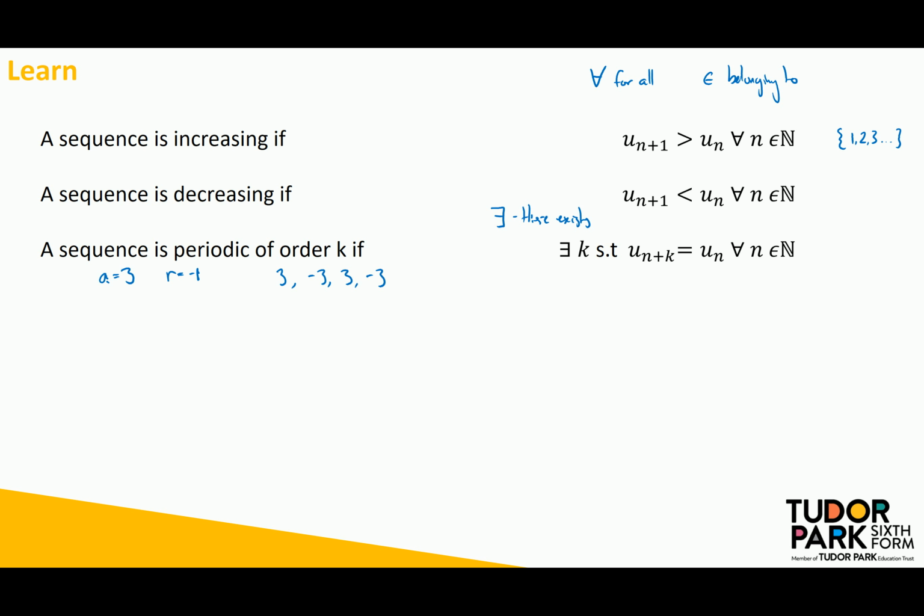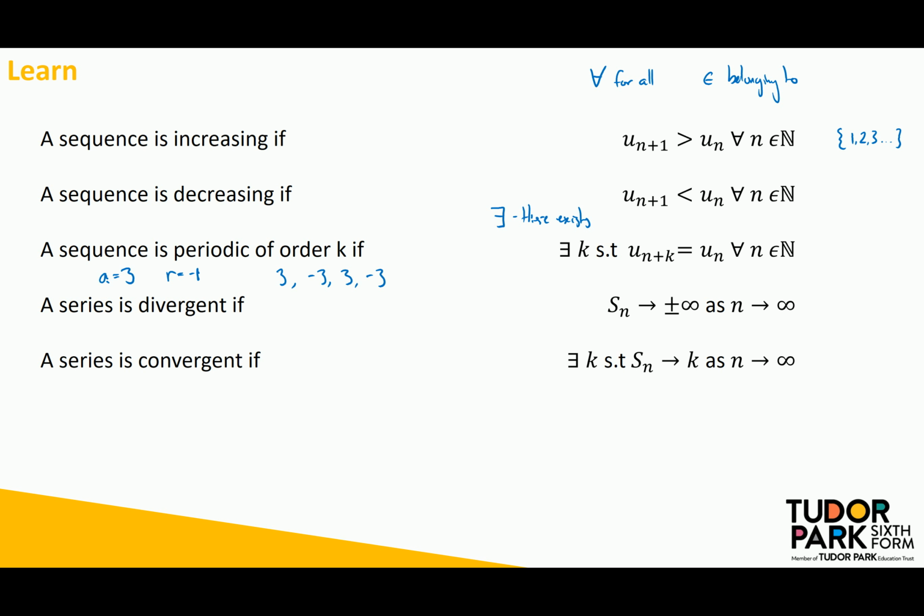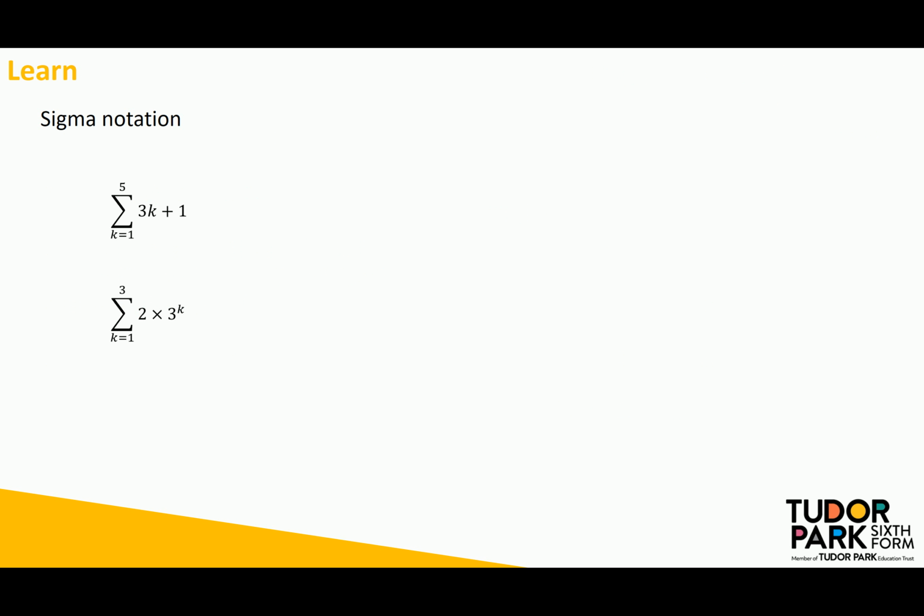We've also talked about divergent series. So a series is said to be divergent if its values escape towards infinity or minus infinity as we head towards infinity. We've also talked about convergent series. So again, there exists a k such that that series will converge to that value as n tends towards infinity. We've seen that again with geometric series, where we know that the rule for that is that the infinite sum is going to be a over 1 minus r, provided that r lies in this Goldilocks region between minus 1 and 1. Let's move on now and look at sigma notation.